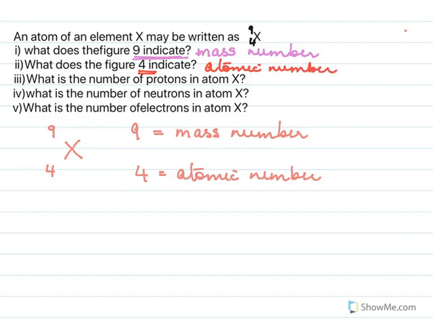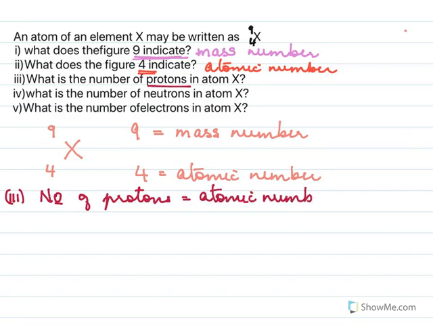Next is, what are the number of protons present in the atom? Let's write it here. Number of protons is always equal to atomic number. And in this case, we saw the atomic number is 4. So number of protons are 4.